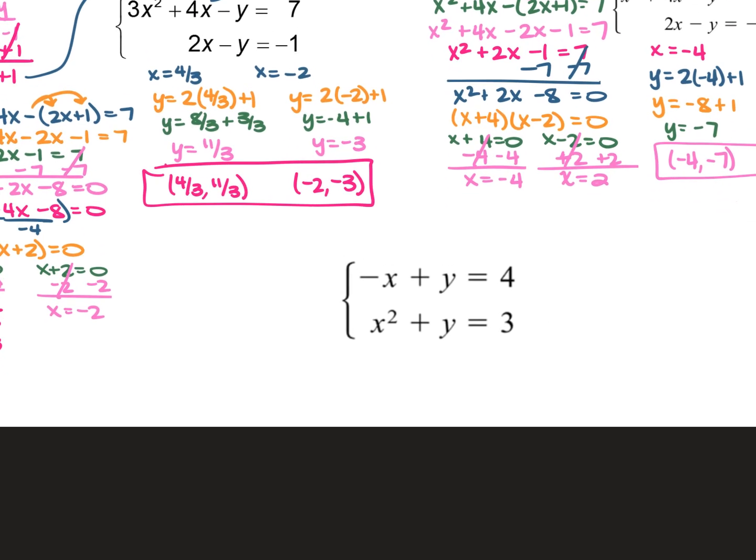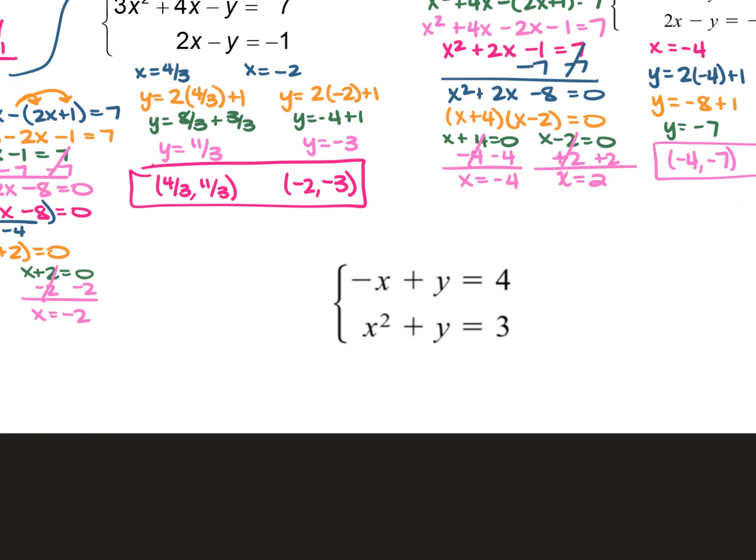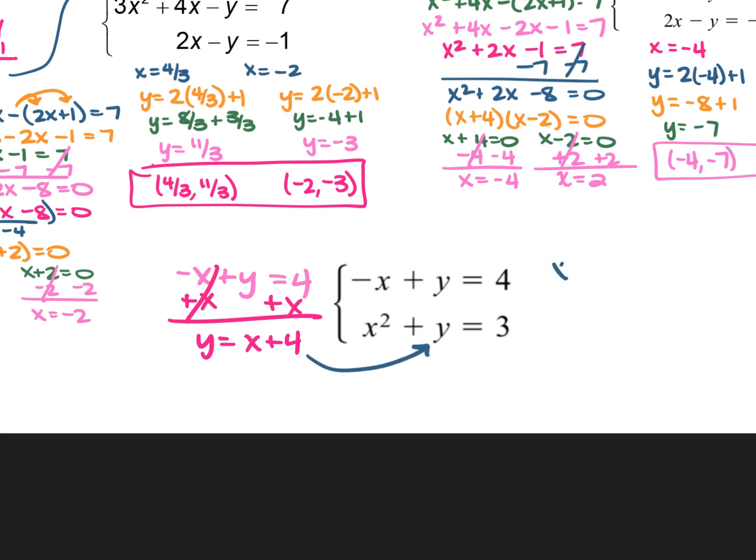For your last example on this page, you have negative x plus y is equal to 4 and x squared plus y is equal to 3. If it was me, I would take that top equation and solve it for y. So we'll move that x over and add it to both sides to get y is equal to x plus 4. From here, we're going to take that and plug it in for y in that bottom equation. So it's x squared plus x plus 4 is equal to 3.